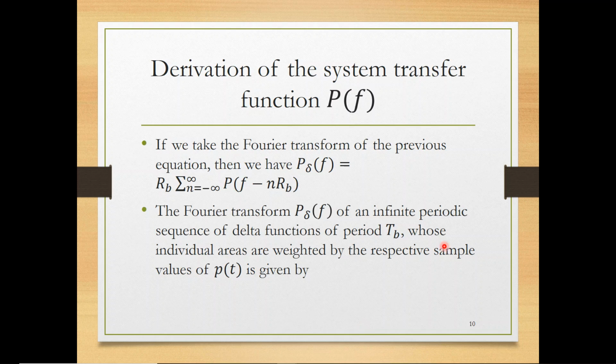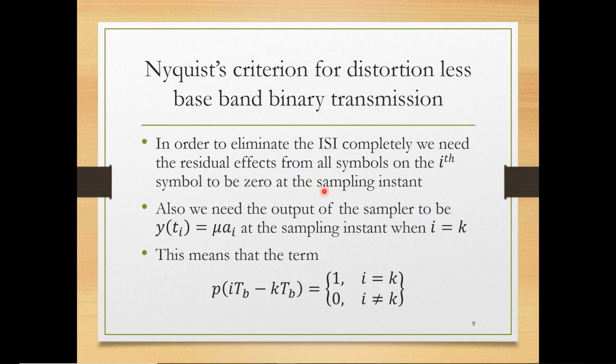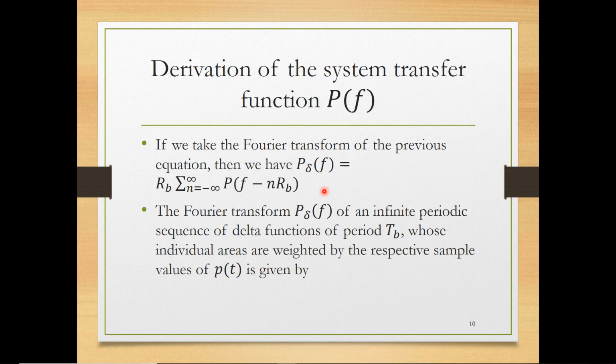If we take the Fourier transform of the previous equation, then instead of being in time, it becomes in frequency. So you get this equation, R_b is the data rate, which is equal to 1 over T_b. Everybody remembers that. This will help you. R_b is equal to 1 over T_b, and this is in the frequency domain. We call it a transfer function now. We don't call it impulse. We don't call it system response. We call it a transfer function of the system.